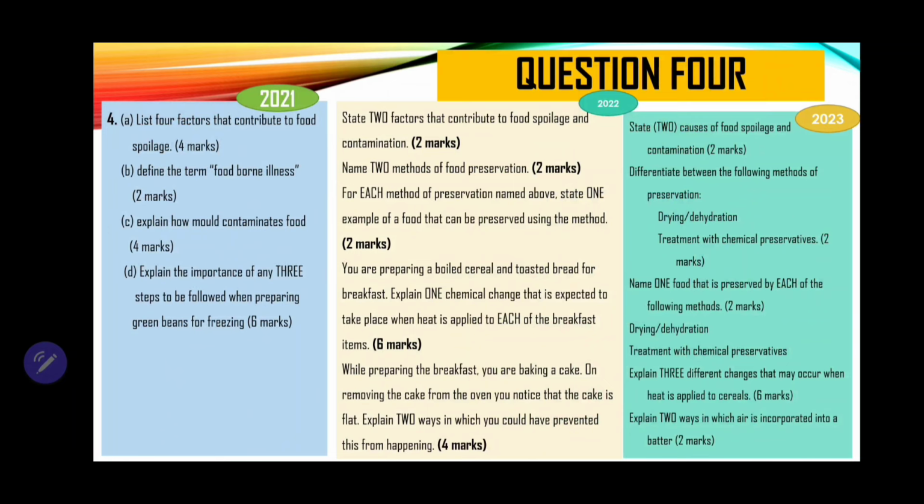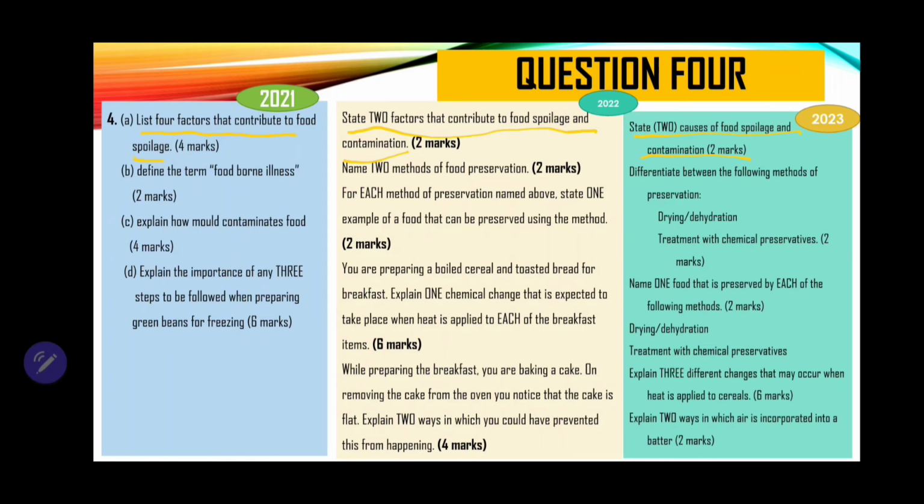Now in 2022, the question reads, state 2 factors that contribute to food spoilage and contamination. I know that you can see the similarities there, because in 2021, it asked us to list the factors that contribute to food spoilage. And in 2022, it's telling you to state the factors that contribute to food spoilage and contamination. Over in 2023, it says state 2 causes of food spoilage and contamination. So very much similar questions. And as you can see, remember to answer as much as you can to get your adequate marks.